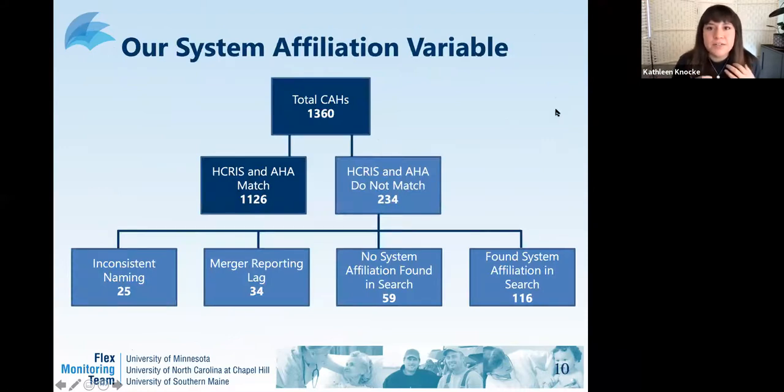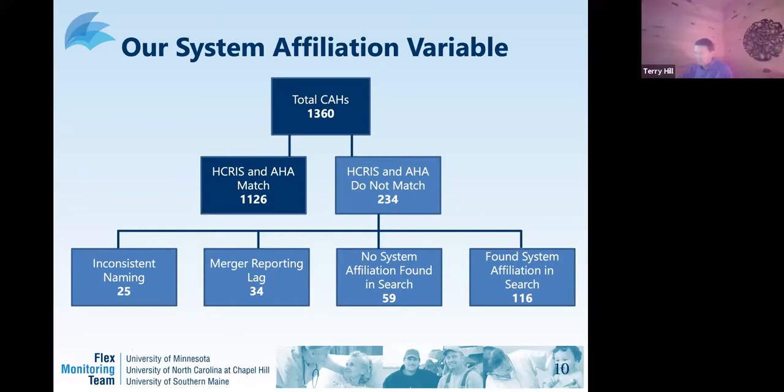For the system affiliation variable that we're using in the analysis in the next part, we narrowed it down to critical access hospitals. Of the 1,360, there were 1,126 that matched. If both HCRIS and AHA agreed that a hospital was in a system, we took that as true. For those that didn't match, we hand searched the internet and used our merger database and anything we could get our hands on to try to figure out whether it was a system, and then report why.